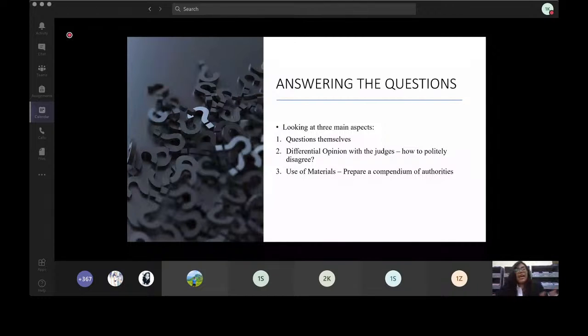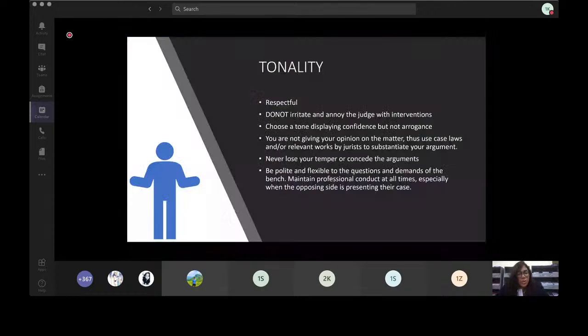Now, coming to the third aspect, the tonality. So, in one word, if I could sum up the general tonality, it has to be respectful. In no case can you disrespect the judge by being argumentative. You have to always be respectful. Secondly, do not irritate the judge and annoy the judge with interventions.